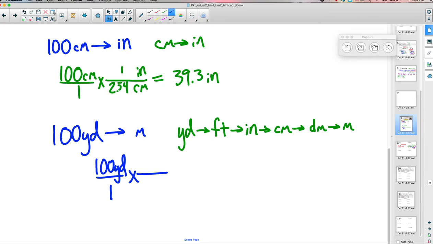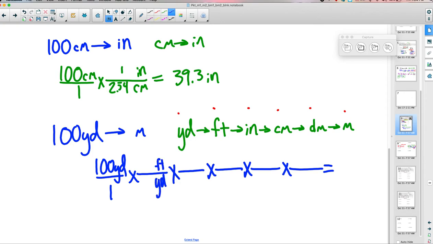We're going to have to set up our skeleton. Count how many fractions we're going to need: 1, 2, 3, 4, 5, 6 fraction lines. You can see that's way more involved. Hopefully we got them all in there. We want to get rid of yards and go to feet. We want to get rid of feet and go to inches. This is where we go from inches to centimeters, so put inches on the bottom and centimeters on top. Get rid of centimeters, go to decimeters, and get rid of decimeters and go to meters.